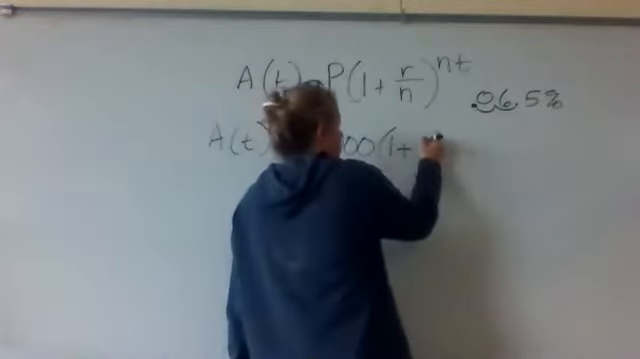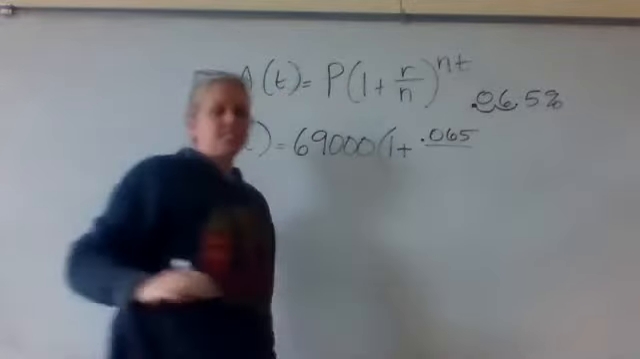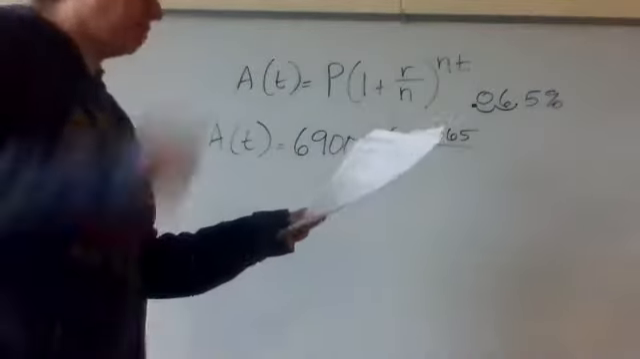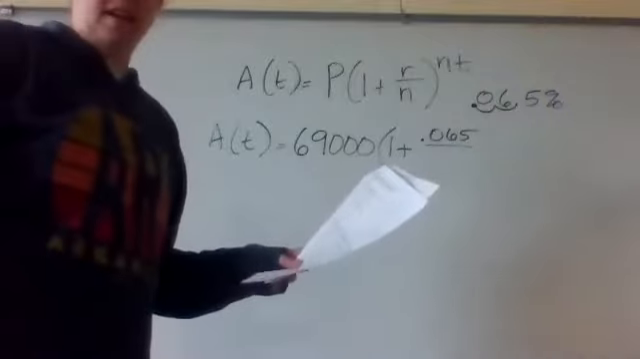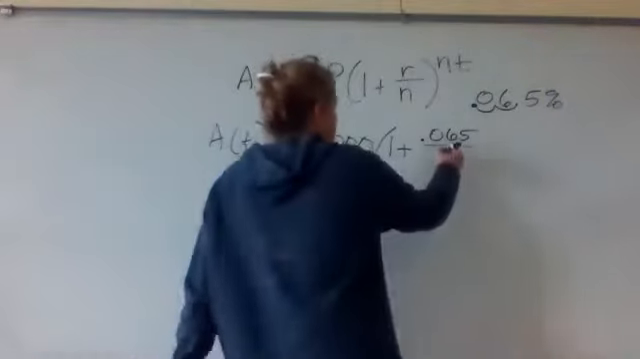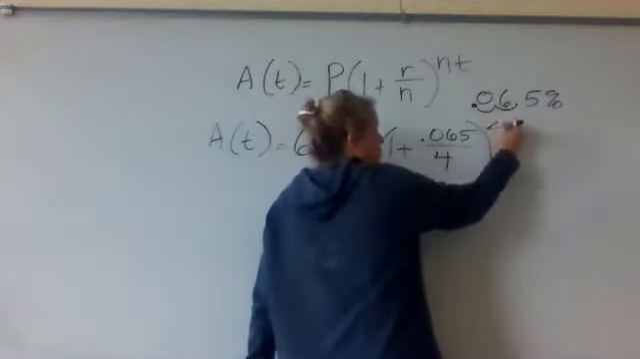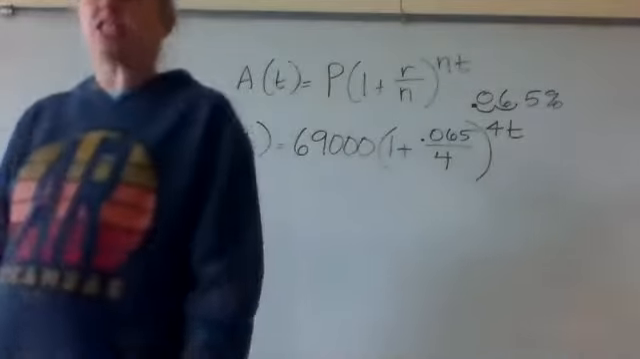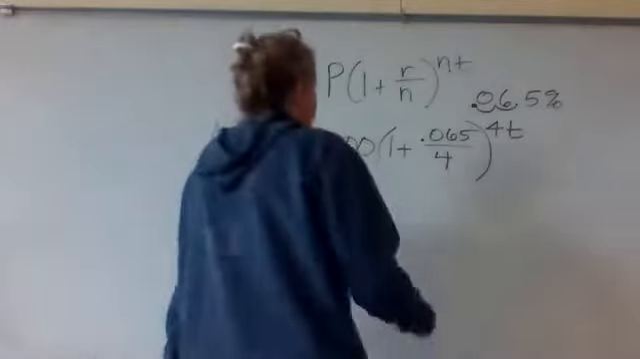So I have 0.065 over. Now, what's going to be the denominator of that fraction? The number of times it's compounded. Well, it says it's compounded quarterly, which means 4 times a year. So that's going to be a 4, and up here will be a 4. The t is what's going to change depending on how long the money has been invested.